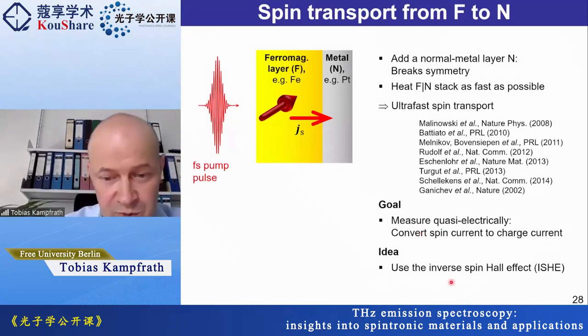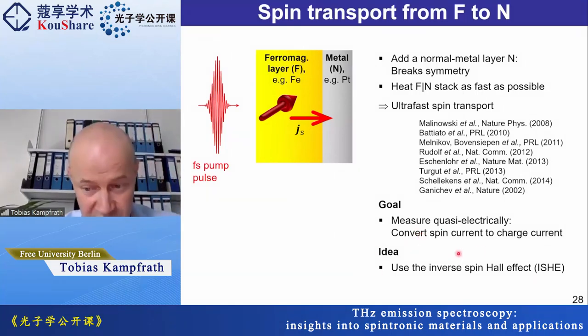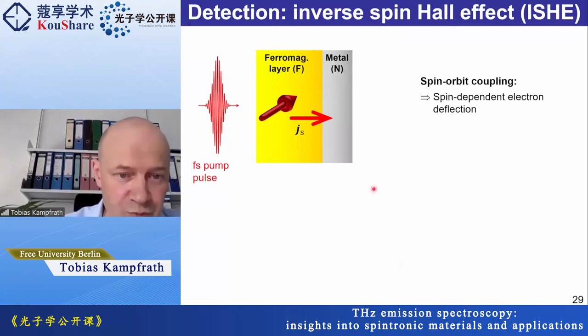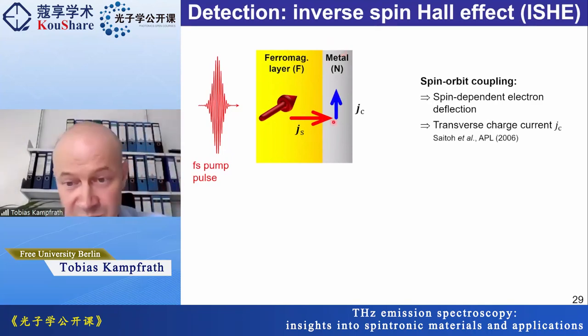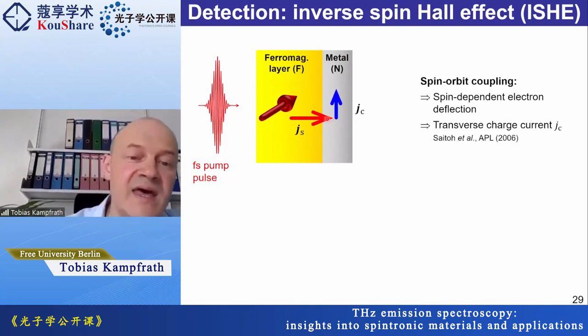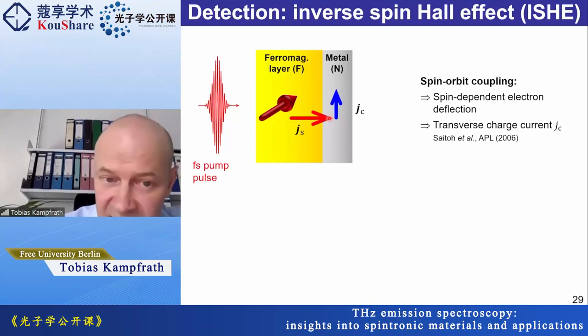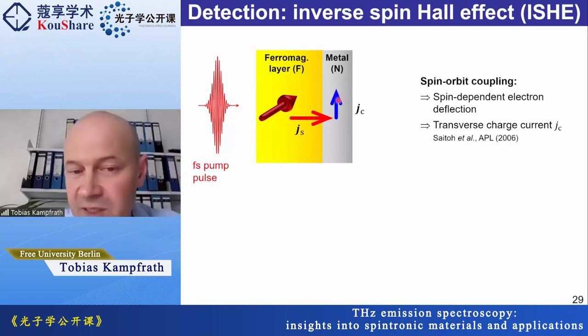And one of these spintronic effects is the so-called inverse spin Hall effect. So how does this work? Well, the spin current goes into the non-magnetic metal, for example, platinum. And we know that platinum is a heavy metal. So this means there's a lot of spin orbit coupling. And this means that spin up electrons feel an effective magnetic field and are therefore deflected upwards, simply because of a Lorentz-like force.